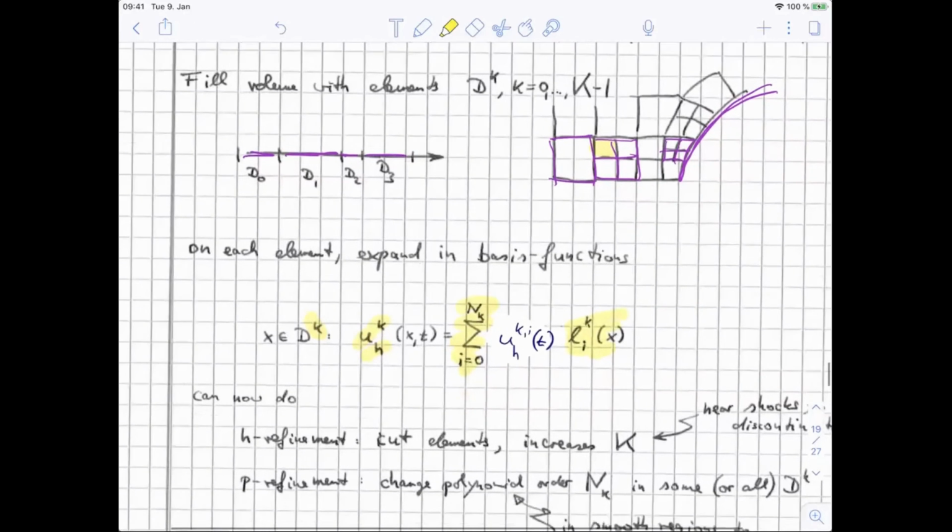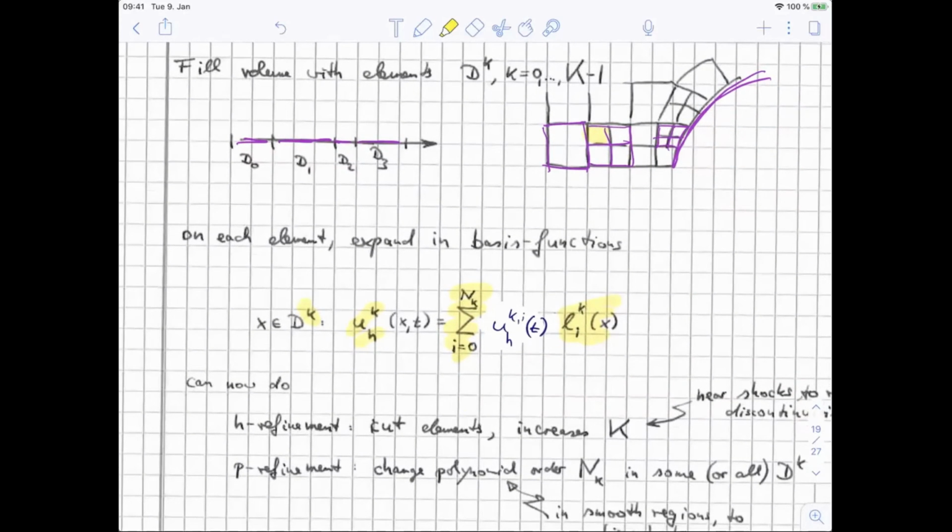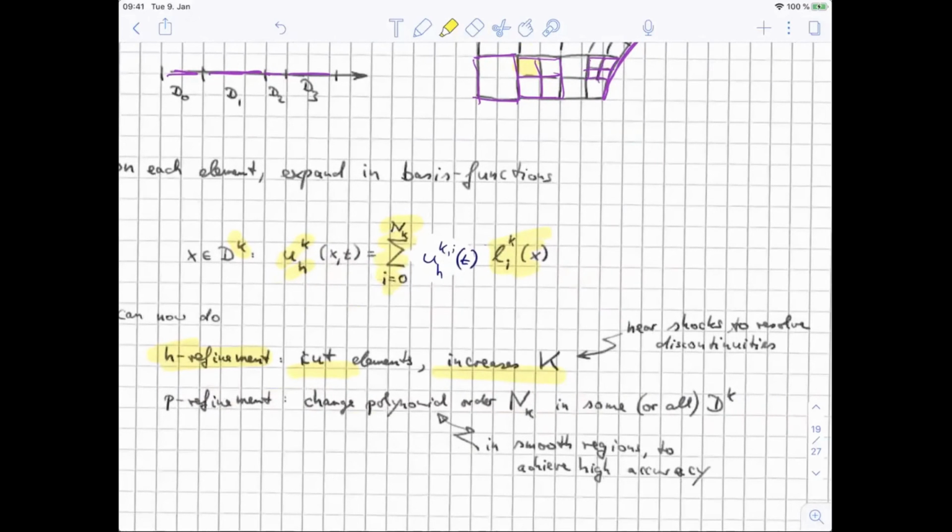One can now imagine two different types of refinement. One can use what is called h refinement. One can cut elements into pieces, and that way increase capital K, the total number of elements. This is advantageous near shocks, where expansions in basis functions will break down and won't work well because of the discontinuities. So the idea is you do h refinement and you get many small elements.